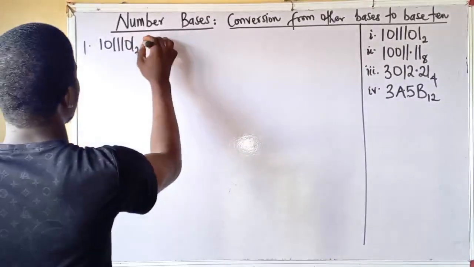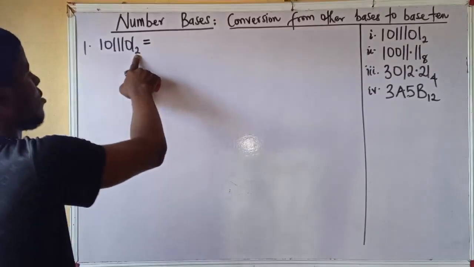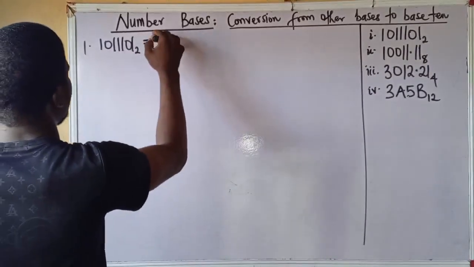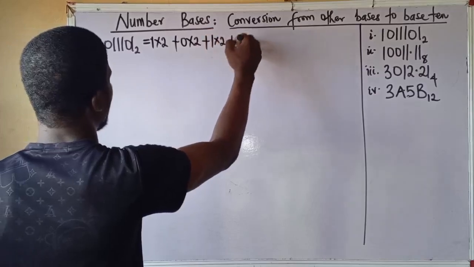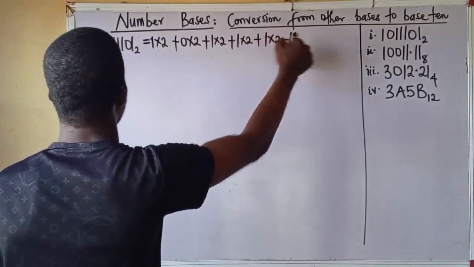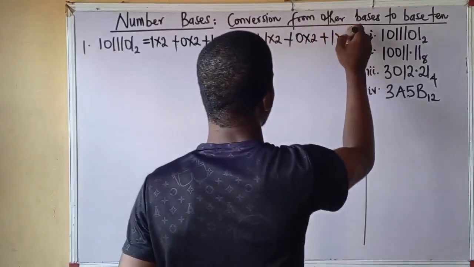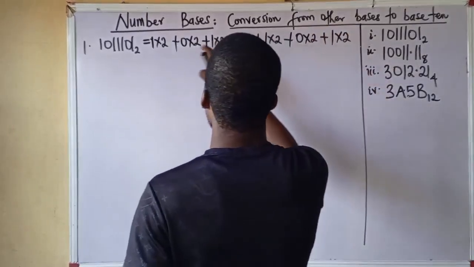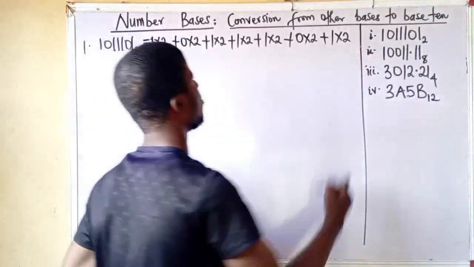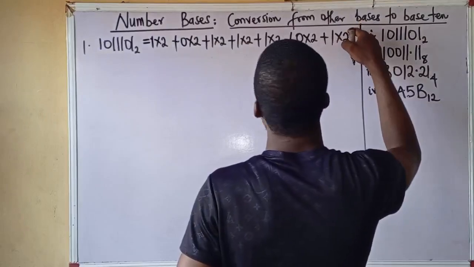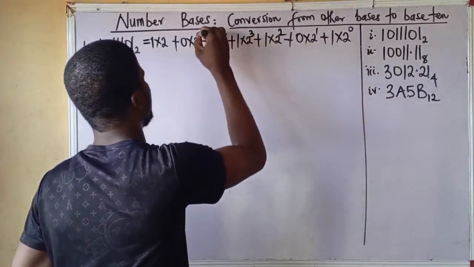Alright, this is it. I'll do the expansion in this way. Each digit here multiplies the base: 1 times 2, 0 times 2, 1 times 2, 1 times 2, 1 times 2, 0 times 2, then 1 times 2. Then I will assign powers starting from the last number here: 0, 1, 2, 3, 4, 5, 6.